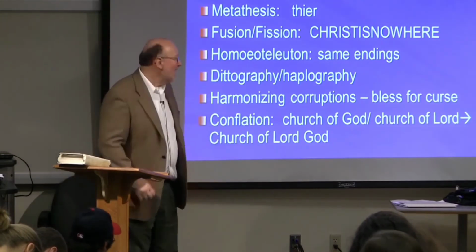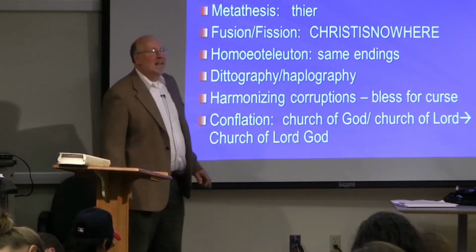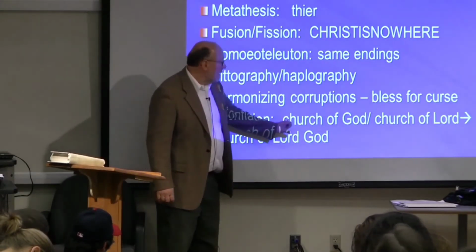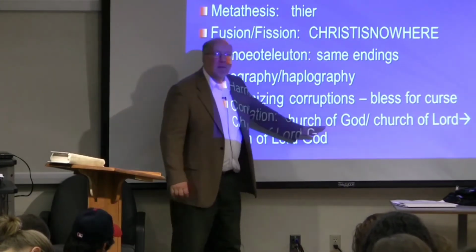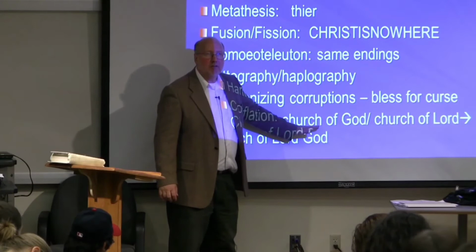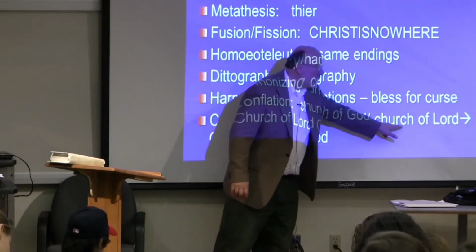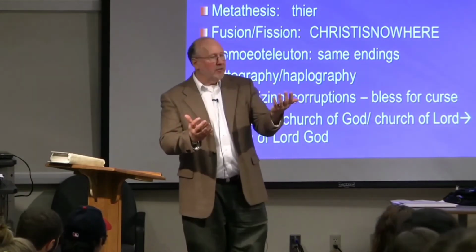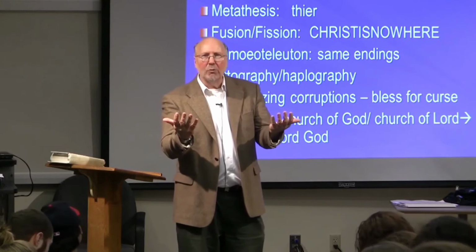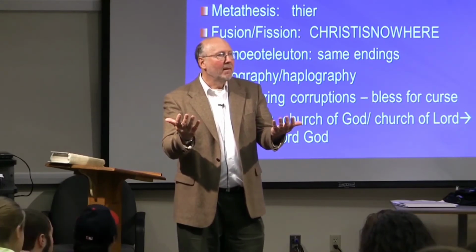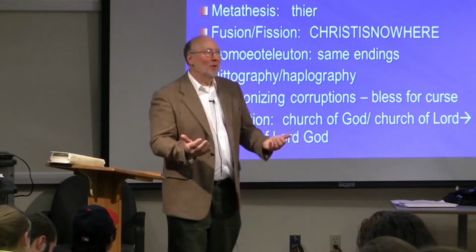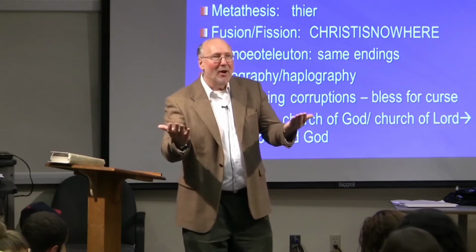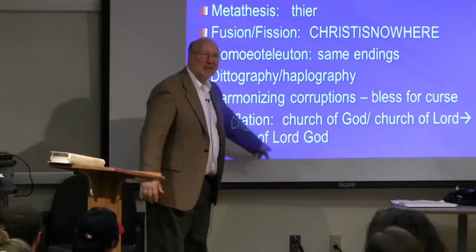Now here's conflation. Conflation is an interesting one. Some manuscripts, and this comes from Acts, maybe, say the Church of God. So you've got 50 manuscripts that say Church of God, and 50 other manuscripts that say Church of the Lord. Now you're a later scribe. Which one are you going to copy? What would you do? They combine it and say the Church of the Lord God.